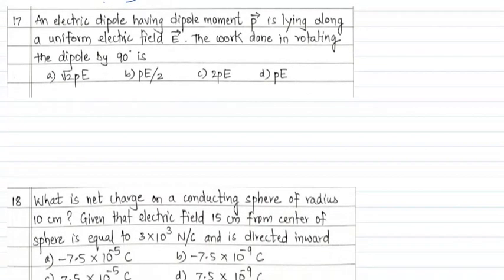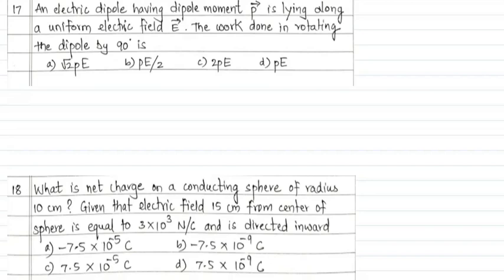17th, an electric dipole having dipole moment P is lying along the uniform electric field. Lying along the uniform electric field means theta 1 is equal to 0. The work done in rotating the dipole by 90 degrees, so theta 2 is equal to 90. You are required to find the work done.